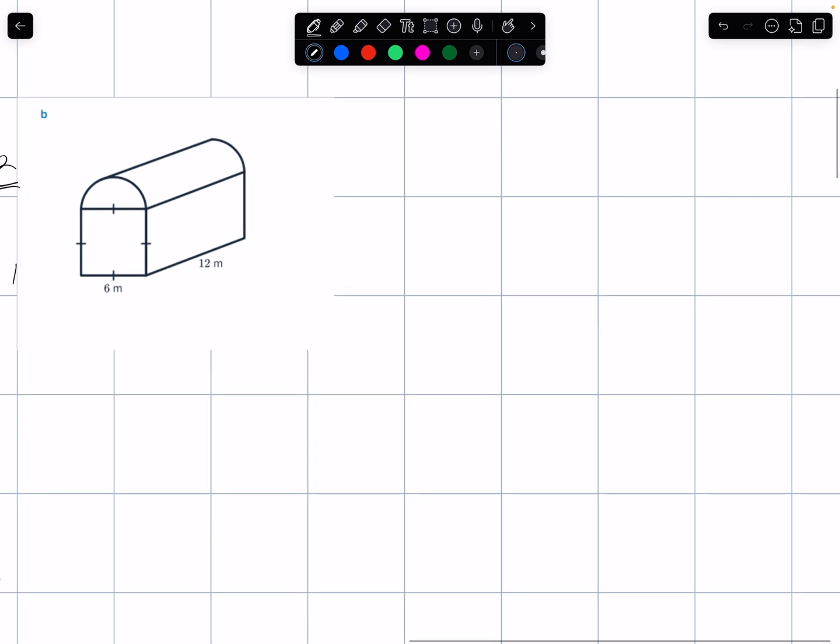All right, question 2. Now, we can see here we have 2 shapes. We have a half cylinder and we have a rectangular prism or a square prism. Not a cube. Okay, it's a square prism. It's a square face, but it is a prism. And a semicircle. So we can split them up.